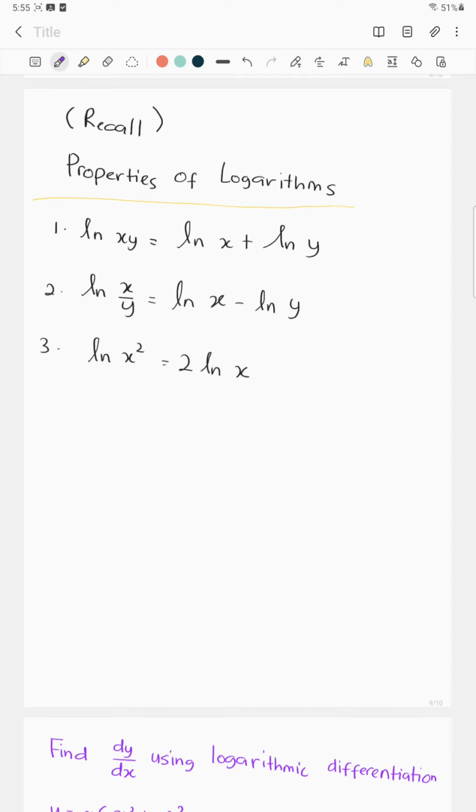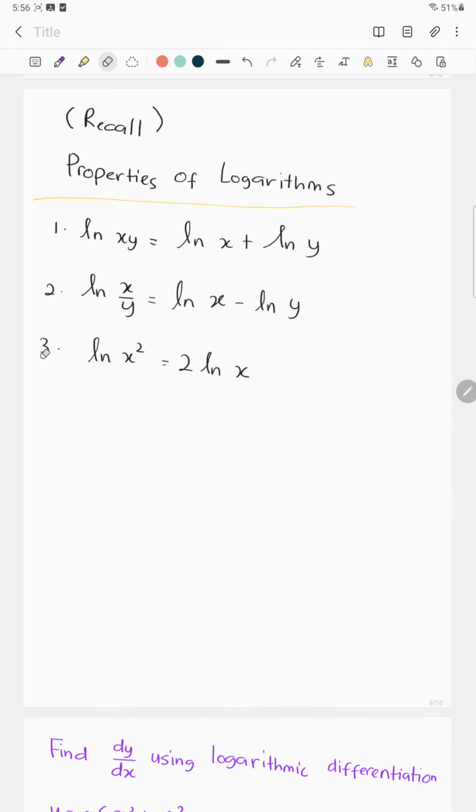So still under logarithm differentiation. For this one, I need you to recall the properties of logarithm, which you studied in SPM. ln xy means x times y, so it can be ln x plus ln y. The second property is ln of x divided by y, which can be written as ln x minus ln y.